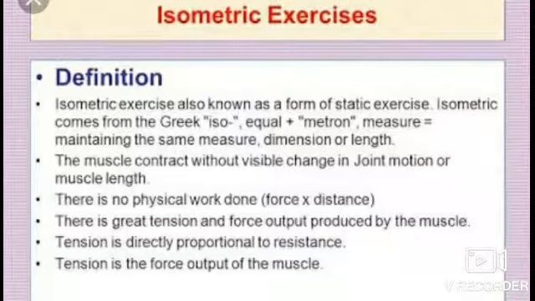These isometric exercises were first introduced by Hettinger and Muller. Isometric is derived from Latin word which means same length. In these exercises, joint angle and muscle length do not change. In these strength training exercises, there is no change in the length of the contracting muscles. As a result, there is no movement of the joint.